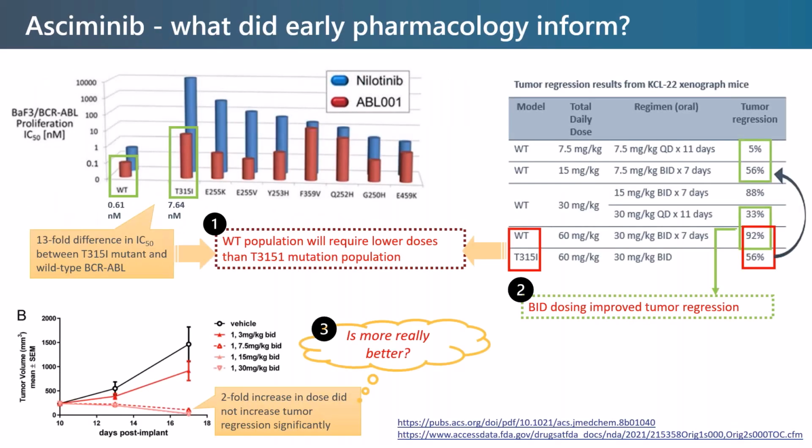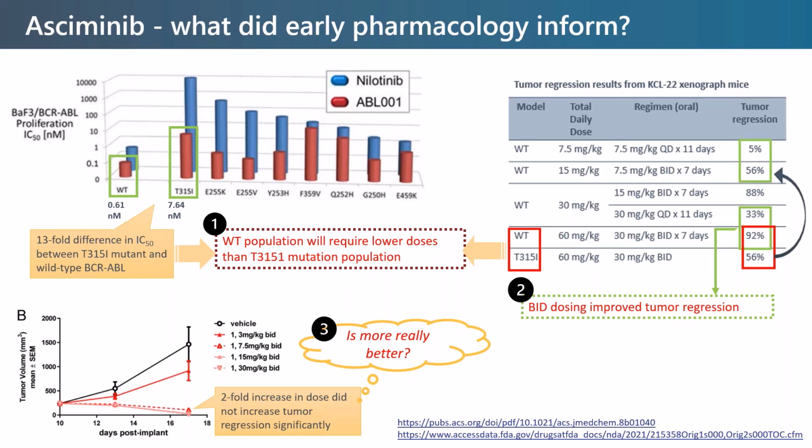The first lesson from this program is what knowledge can be leveraged from in vitro and in vivo pharmacological data. Here, for Asciminib, there was a clear difference in the IC50 in wild-type BCR-ABL cells and mutated BCR-ABL cells. And the same finding was observed in the xenograft mice tumor model.